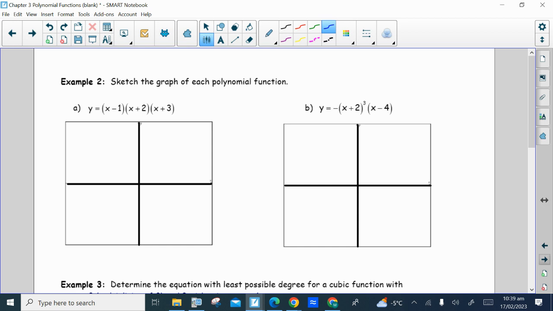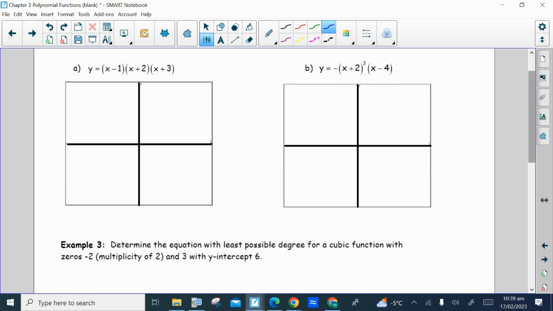So, example 2, we want to sketch the graphs of these polynomial functions. It's in factored form, so that makes it nice and easy at least to get our x-intercepts. X minus 1 is a factor, so positive 1 will be one x-intercept. X plus 2 is a factor, so -2 is an x-intercept as well as -3, because we also have a factor of x plus 3.